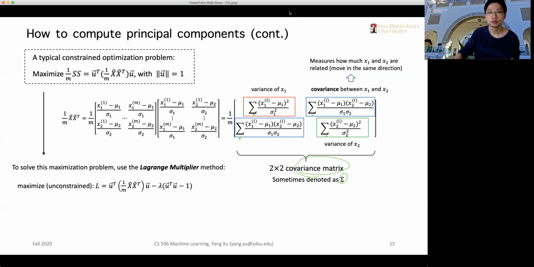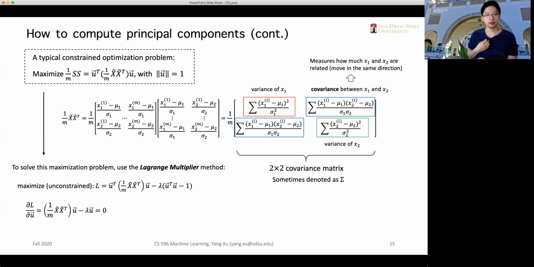So this L, capital L, is something new that we want to optimize. It is just the original target function minus lambda times the constraints. That is our constraints, so we just move the 1 to the left, and it becomes the norm of u minus 1. Okay, so having lambda included, we have this Lagrangian constructed. Because it's the L function we want to maximize, we just need to take the derivatives of L with respect to our target variable, which is u, right?